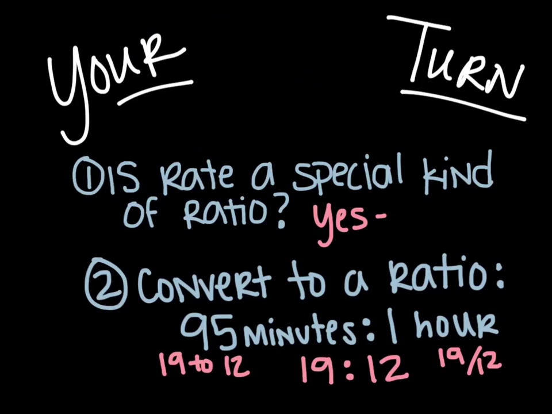All right, here are your answers. Yes, rate is a special kind of ratio. It just has a different label, but it is still a ratio. It is comparing quantities by division. Number 2, you have the 3 different ways you can write this. It is in a simplified form, so if you got a different answer, be sure to simplify. That's how you're going to know if you did that right.